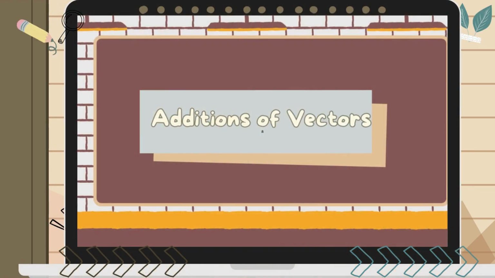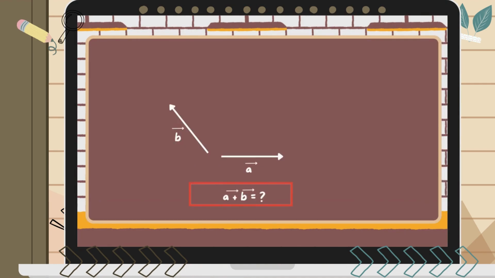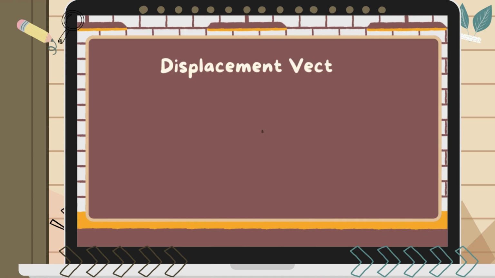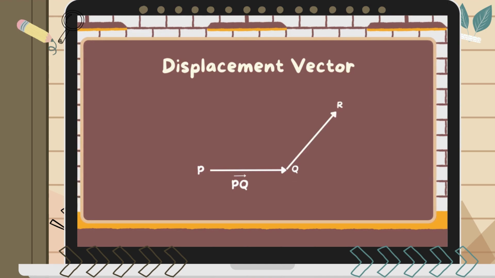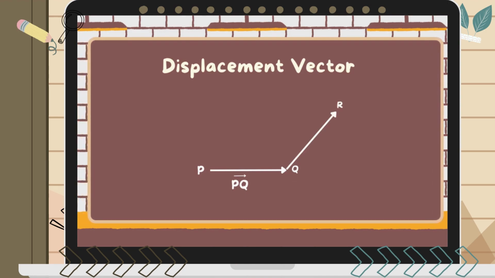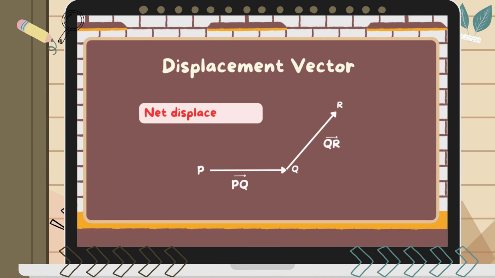To understand what the addition of two vectors means, we will have to look at the vector quantity they represent. Let's consider displacement vectors. Suppose we're at this point P and we move to this point Q. We know that this displacement will be given by the vector PQ. Now suppose from point Q we move to the point R here, then this displacement will be given by the vector QR.